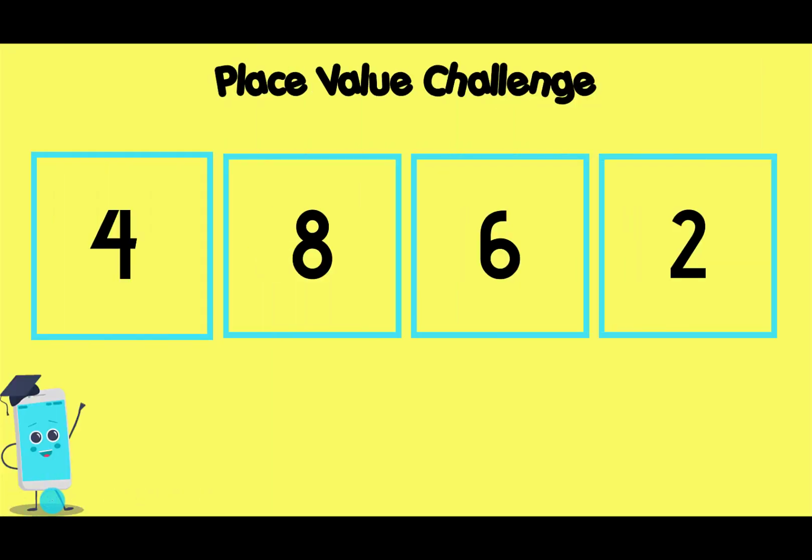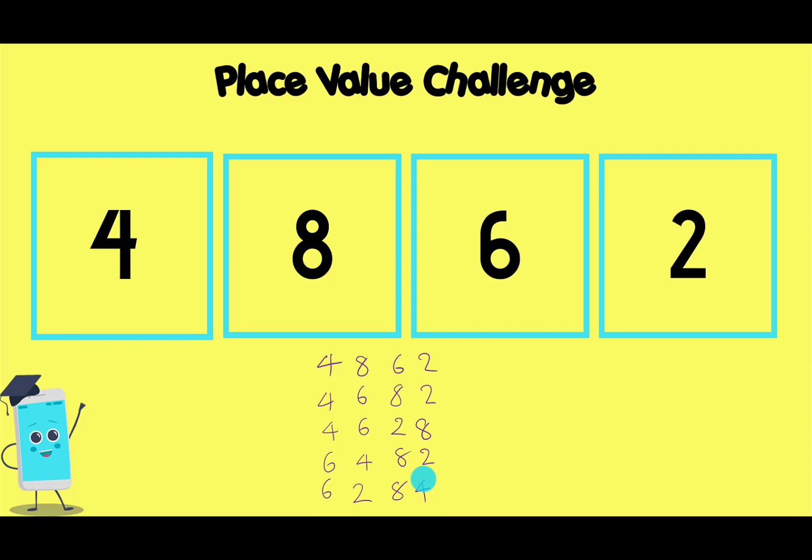For your final challenge, you have got 4-digit cards. Now, you can make loads of different numbers if you rearrange the cards. So obviously on the screen, you can see the number 4,862. But if you did a bit of swapping around, you could do 4,682, 4,628, 6,482, 6,284. The list goes on.